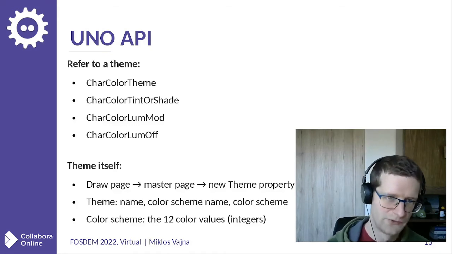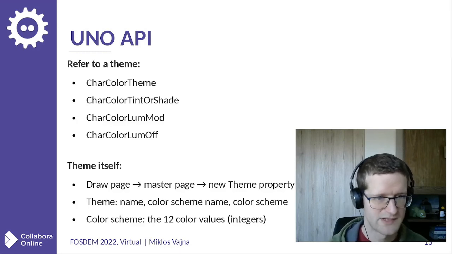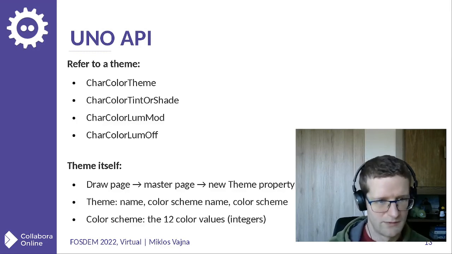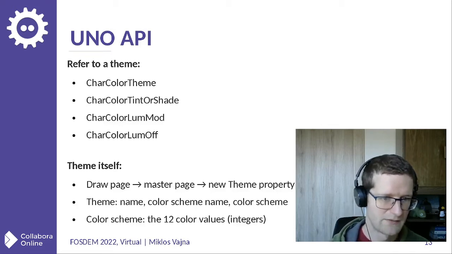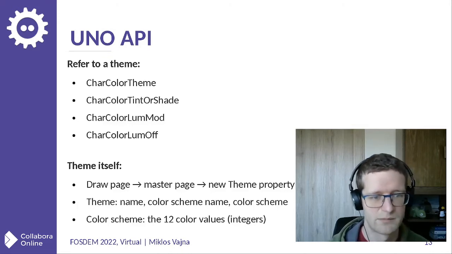Now we have the UNO API on top of this. This is useful for scripting purposes, also the ODP import export, and the PPTX import is using this API. So we can set the theme index. We can specify the luminance, modulation, and offset here. And again, tinting and shading is there, but that's not used in the Impress case.